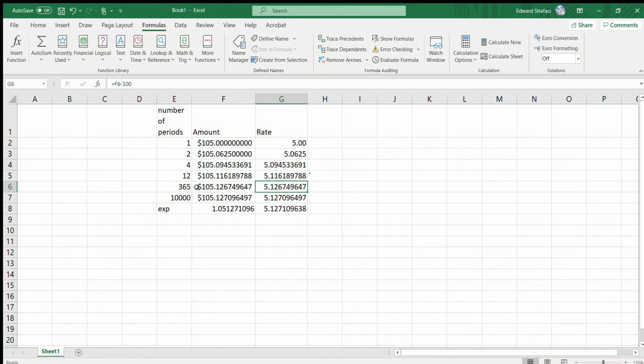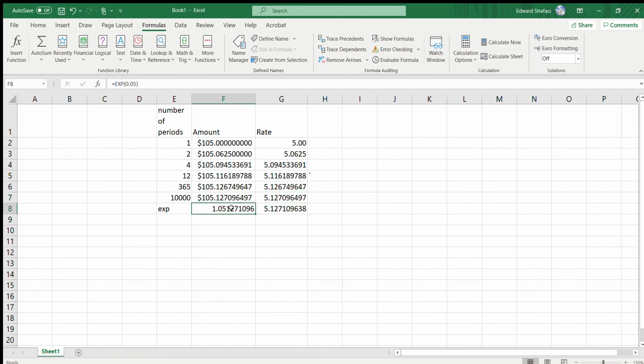And just for the sake of illustration, I'm going to compound 10,000 times. Assuming I pay myself 10,000 times a year. But I have to divide my interest rate by 10,000, and now I go up just a fraction because I'm just getting little slivers.